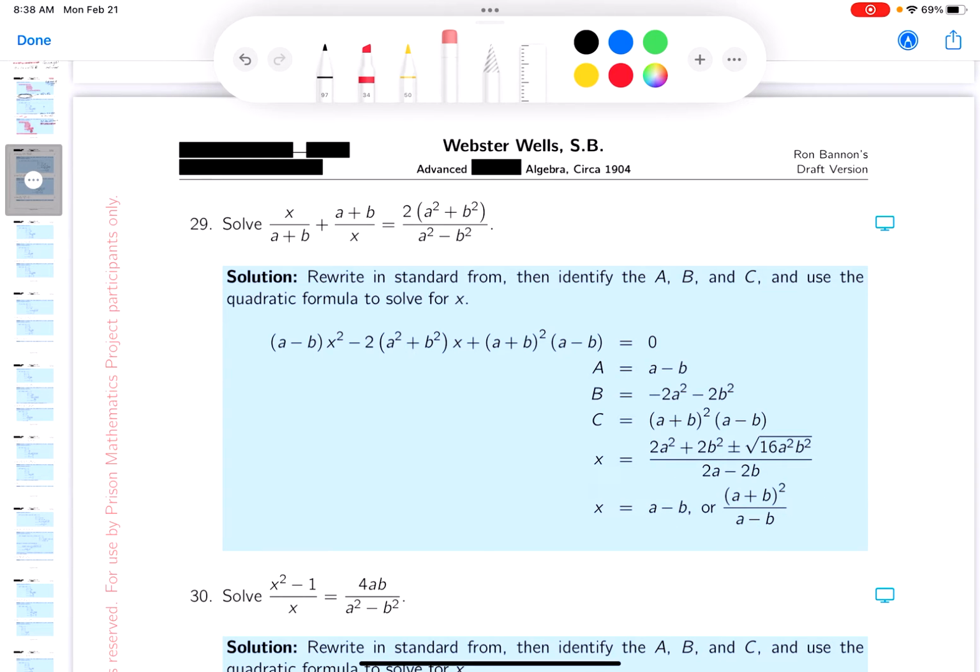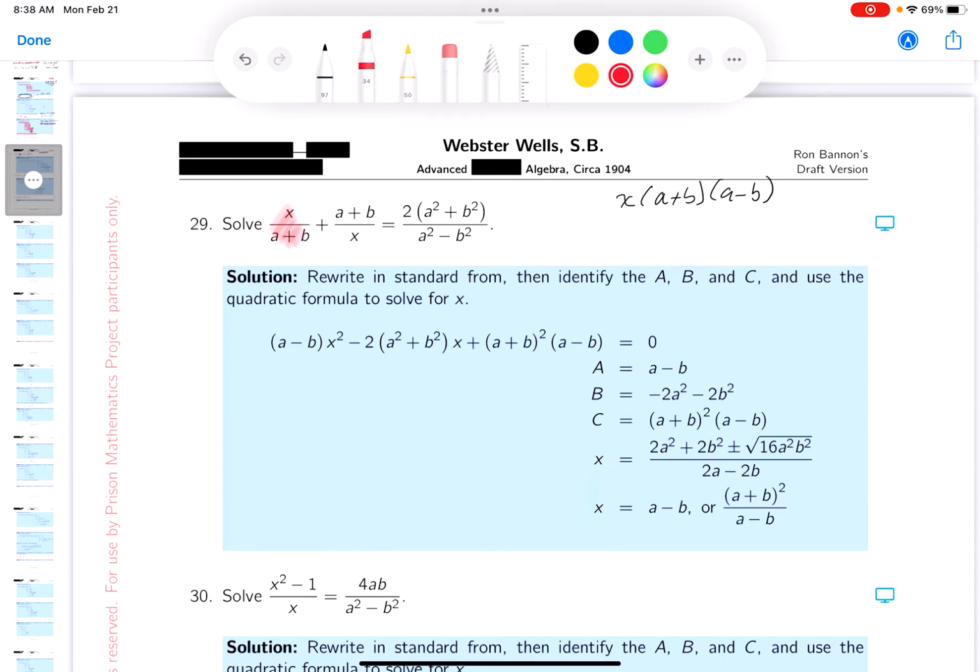What I would recommend is looking at the key to understand what they did in the key. And I want to point out what they did. They multiplied both sides by the LCD. Someone says, what's the LCD? The LCD is x times (a plus b) times (a minus b). All right? So I want to go to the key and see if they got that.